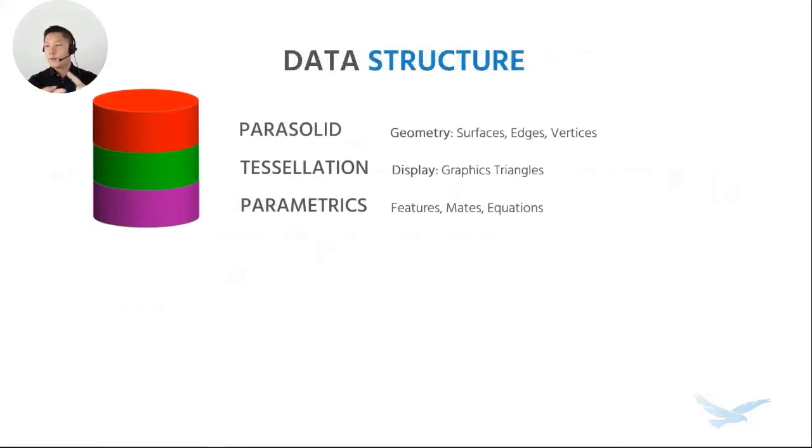There are 3 parts. The first one is parasolid. That's going to be your geometry. So that's your surfaces, edges, vertices, right? Information there. Then there's the tessellation. That's going to be your graphics triangles, your display, right? What's being displayed. And then parametrics. So features, mates, and equations.